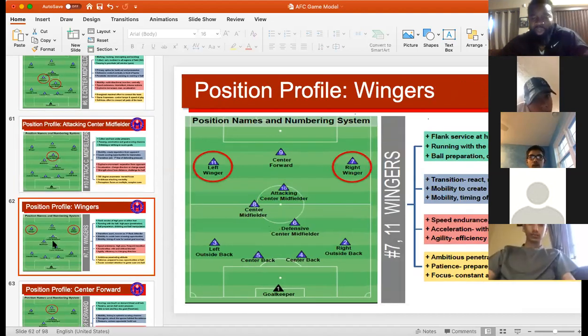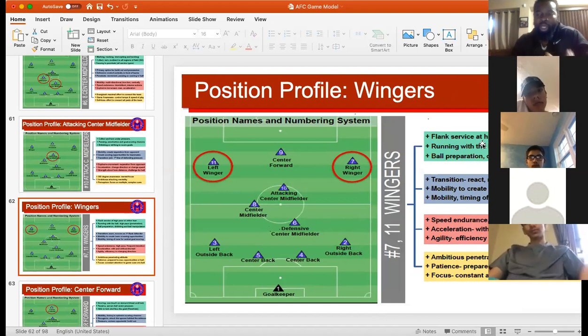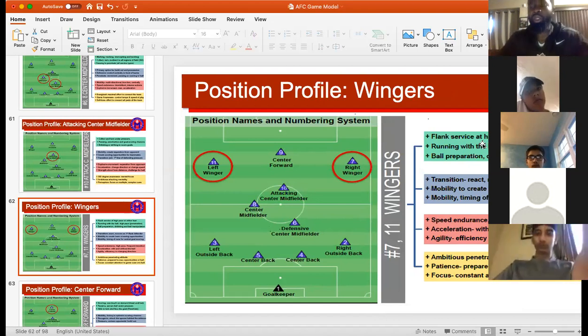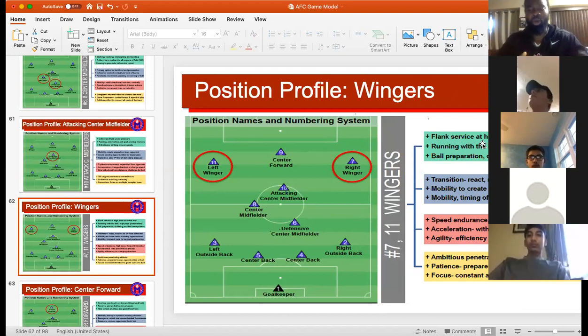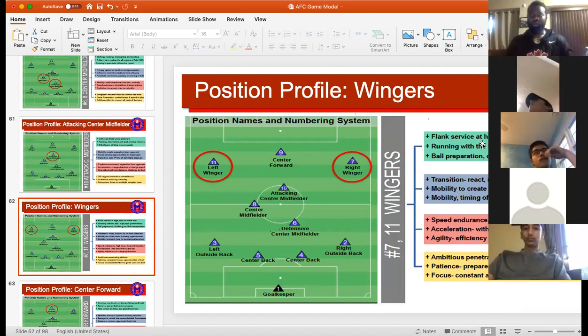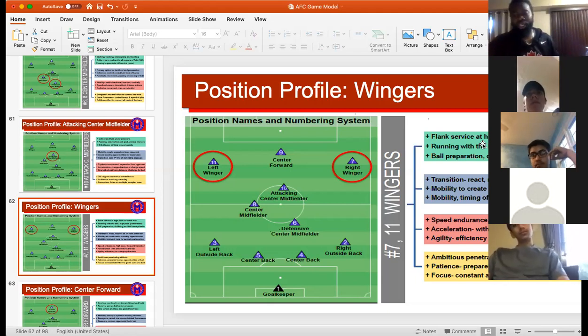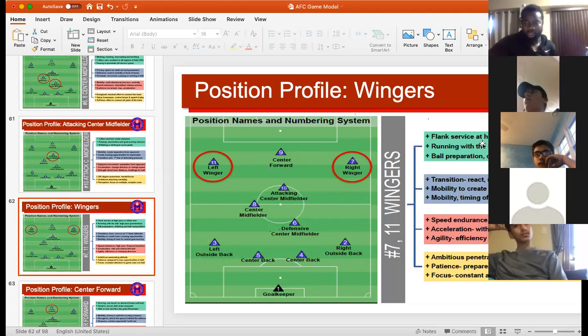Now you're 11 and 7. Again, you play on the flank. You should be able to serve the ball in. You should be able to run with the ball. You should be able to dribble in multiple directions, multiple angles. You should be able to transition quicker. You should be able to react, to recover in a 1v1 situation. You should be able to create lots of crossing opportunities. You should have good timing, good runs, crossing the ball centrally, scoring goals, high speed, endurance, and stuff like that.